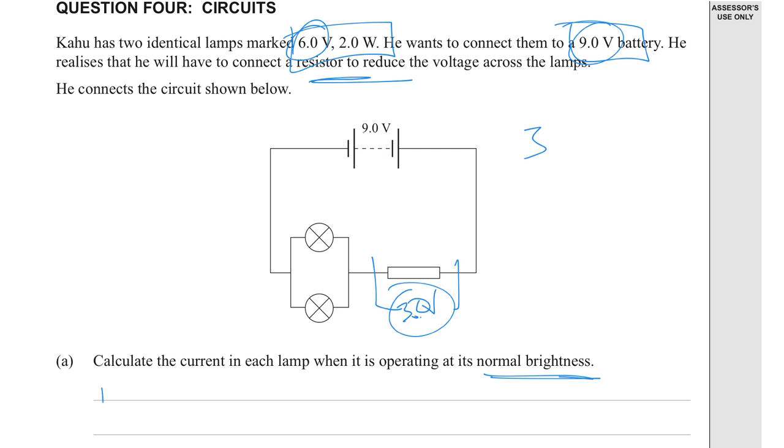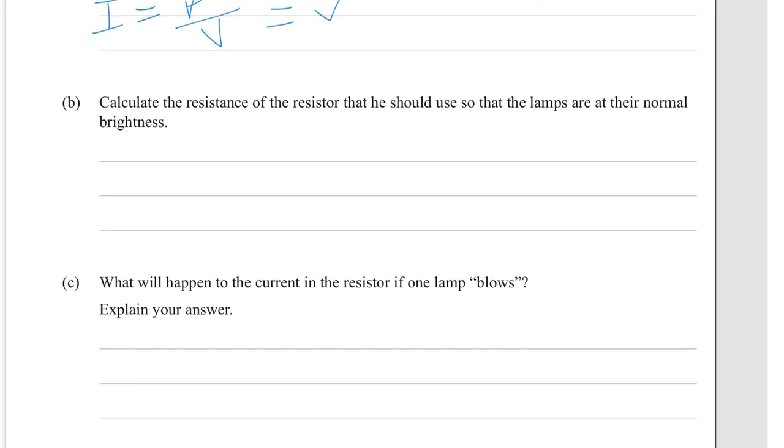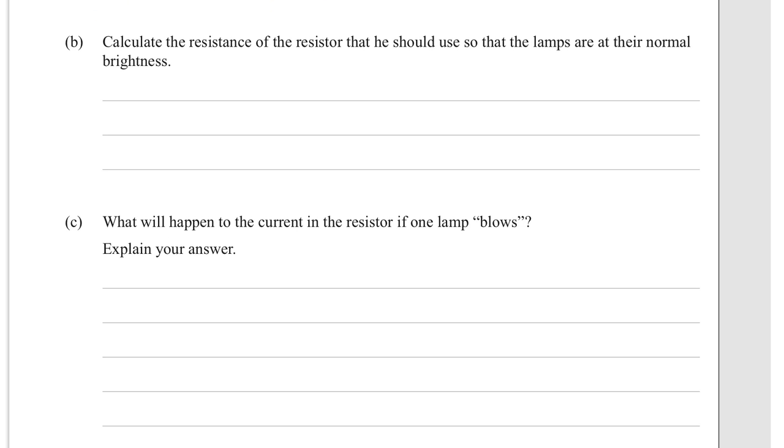So normal brightness, I equals P over V. P is the power given above, 2 watts. V is the voltage at normal brightness, so we know it's at 6 volts. That'll give us a current reading, which is there. That is A. B, calculate the resistance of the resistor you should use so that the lamps are at their normal brightness. So that is the current we calculated just before for one lamp.